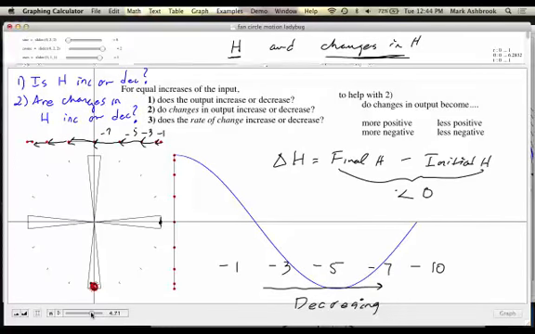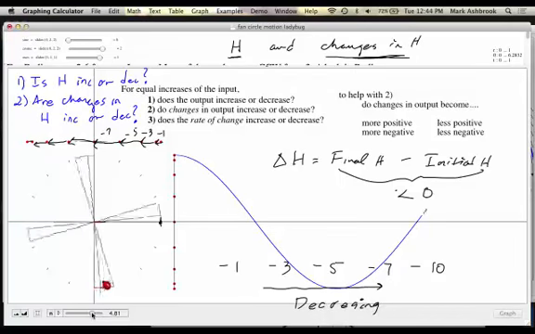So H goes from -1 to 0. Changes are increasing, getting more positive. So concave up. Last quadrant. H goes from what to what? 0 to 1. So the question is, are the changes getting more or less positive? Less positive this way. Increasing or decreasing changes? Less positive. Decreasing. Concave down.